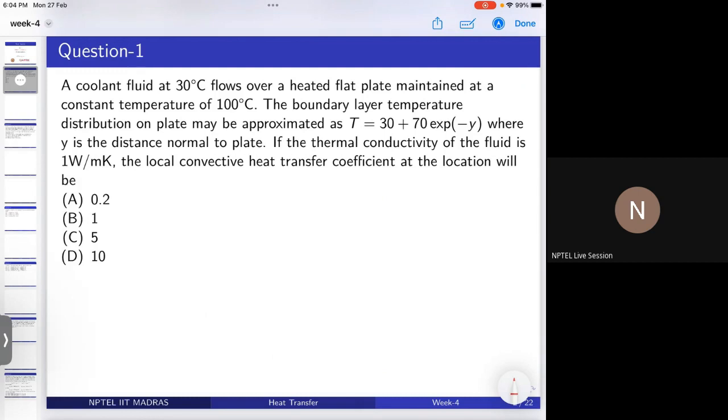A coolant flows at 30 degrees Celsius over a heated flat plate maintained at a constant temperature of 100 degrees Celsius. The temperature distribution within the boundary layer is given, and the thermal conductivity of the fluid is also given. We have to find the local convective heat transfer coefficient at the location where this temperature distribution is given. I will give you some time to solve.